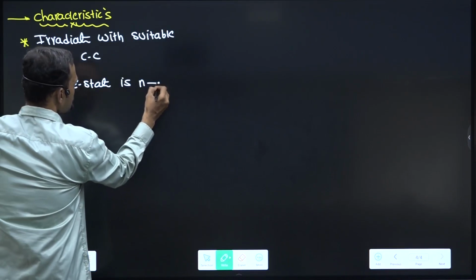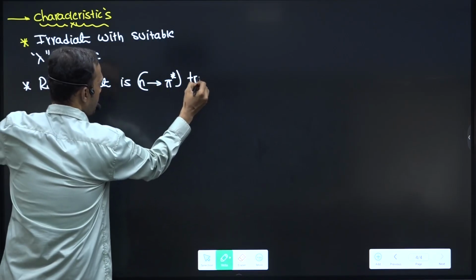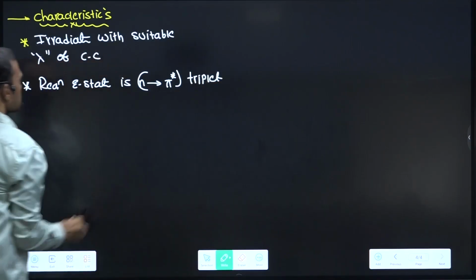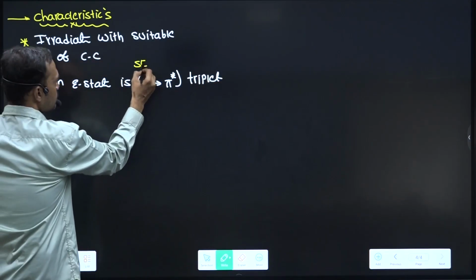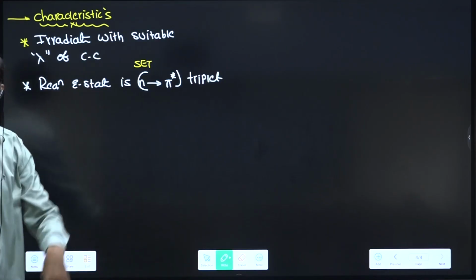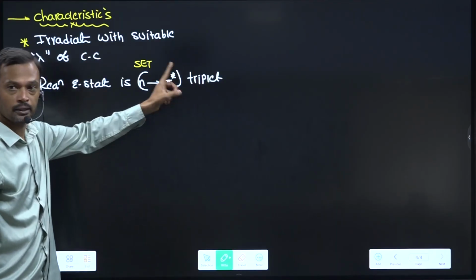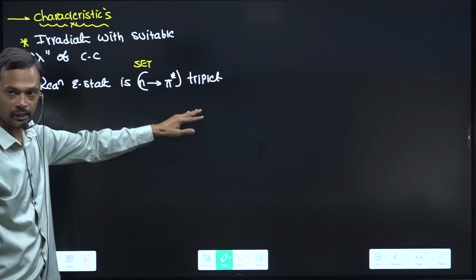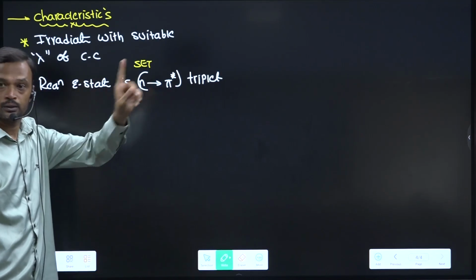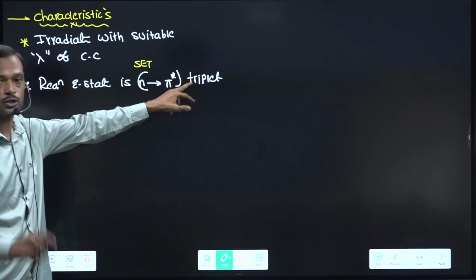Reaction excited state is n to pi star triplet. This point is given in exam. So what is the reaction excited state in photoreduction? n to pi star triplet, not singlet, triplet, because of efficient ISC. Directly they gave n to pi star singlet, n to pi star triplet, pi to pi star singlet, pi to pi star triplet, four options they gave. So reaction excited state for photoreduction is n to pi star triplet according to Kasha's rule.